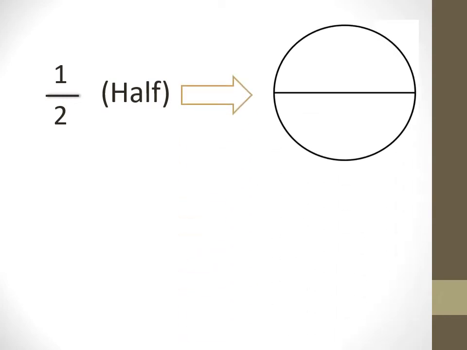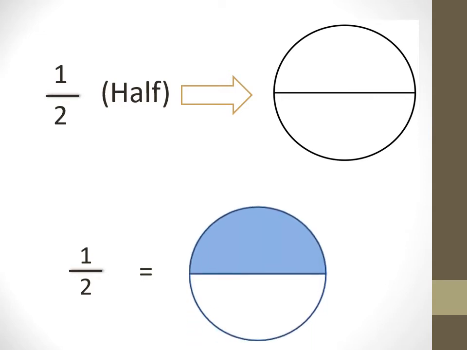Now we have a circle and we want to represent this fraction. What will we do? We know half means one part of two equal parts. Okay, so I will color one part from two parts equally. Again, I color one part from two parts equally.